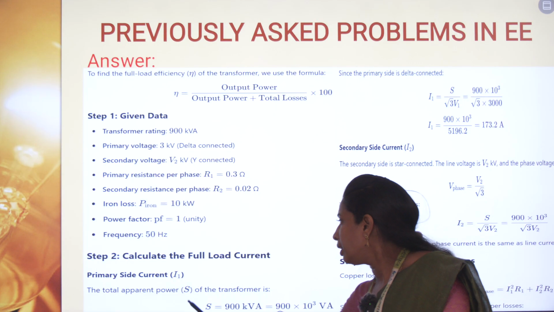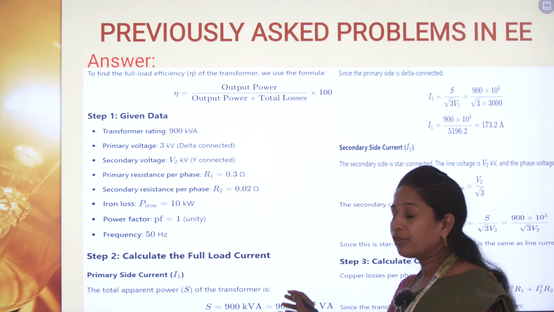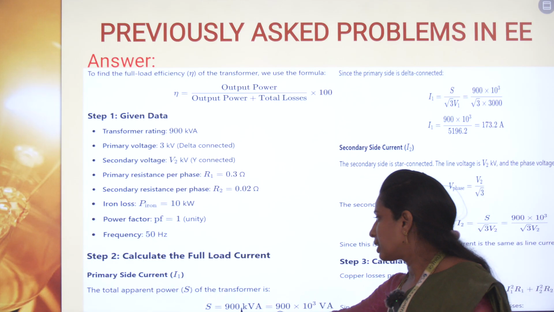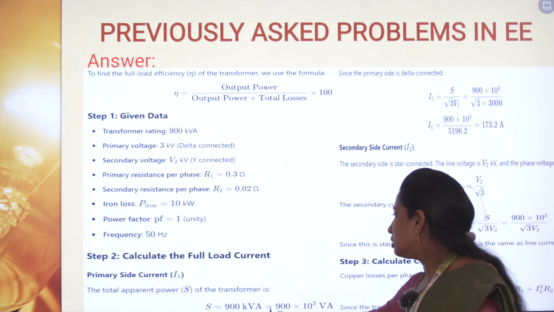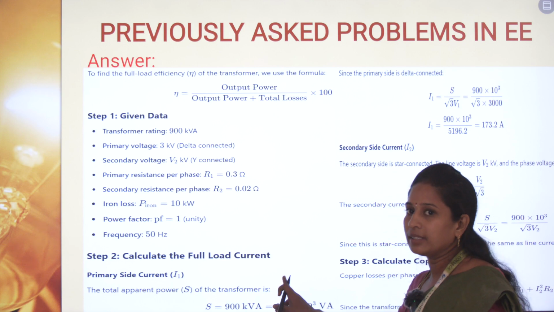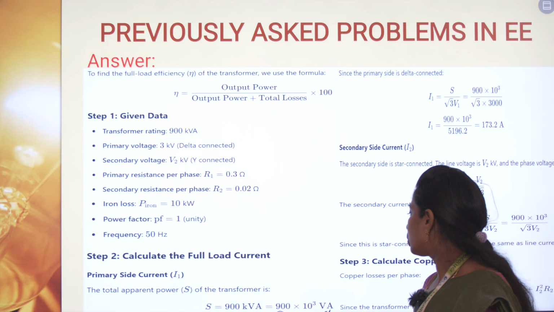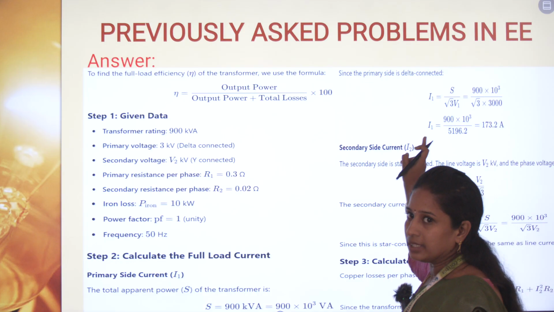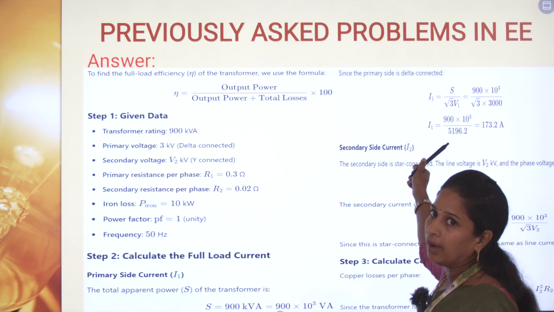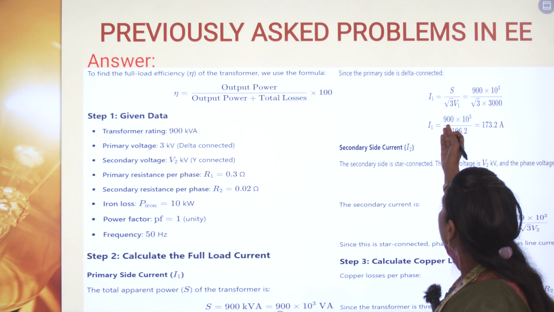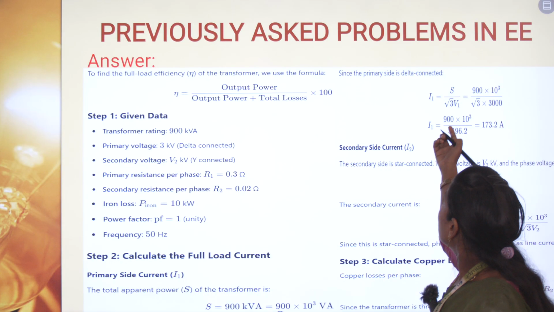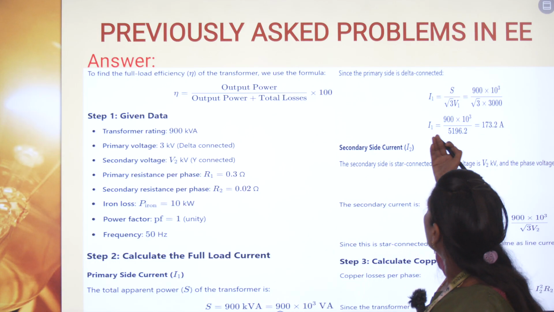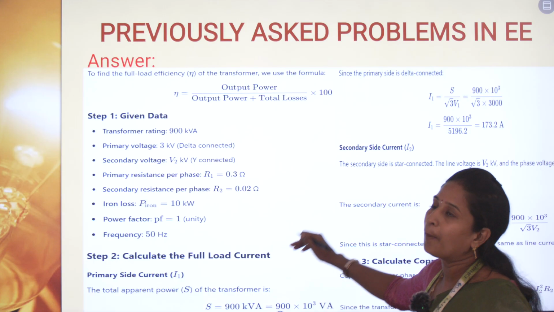So for the primary side current, we need to find S, which is nothing but the apparent power. S is equal to 900 kVA. The kVA can be written as 900 into 10 to the power of 3 VA. Since the primary side is delta connected, it can be calculated using this formula: I1 equals S by root 3 into V1. We know the value of V1 as well as the apparent power, so we can apply it here.